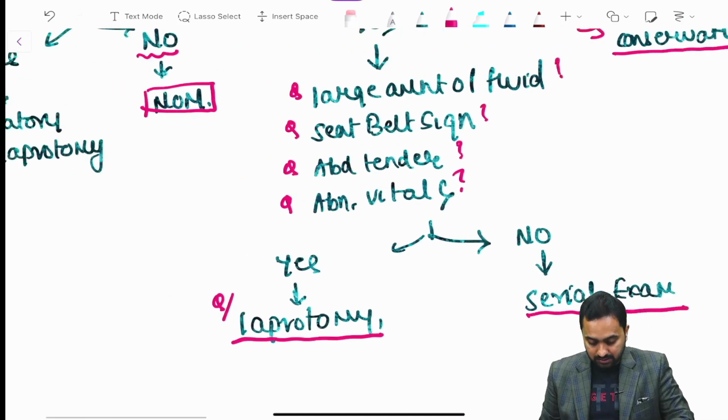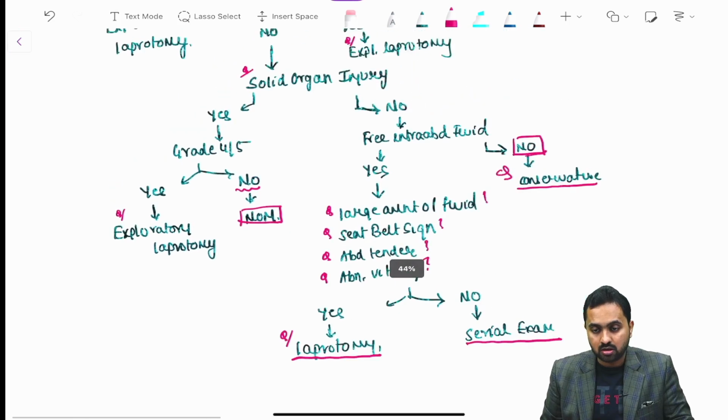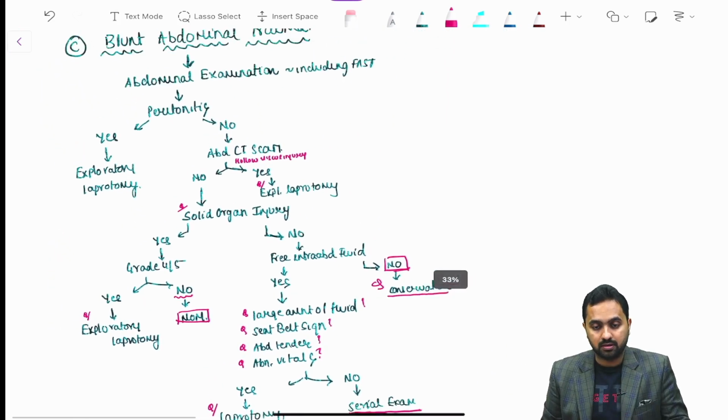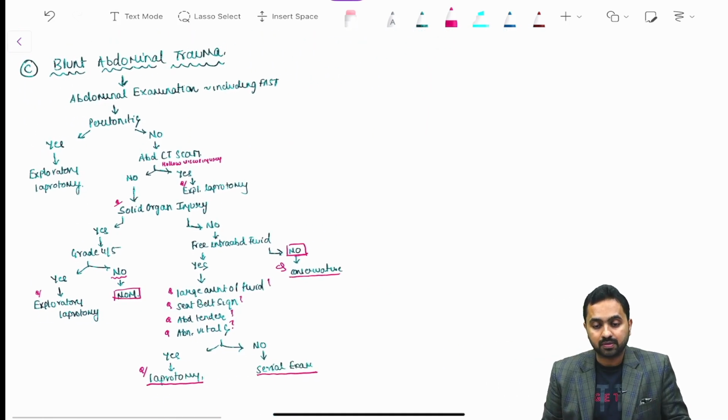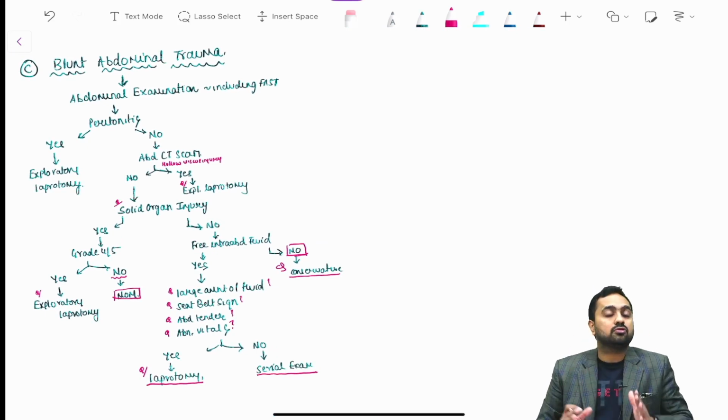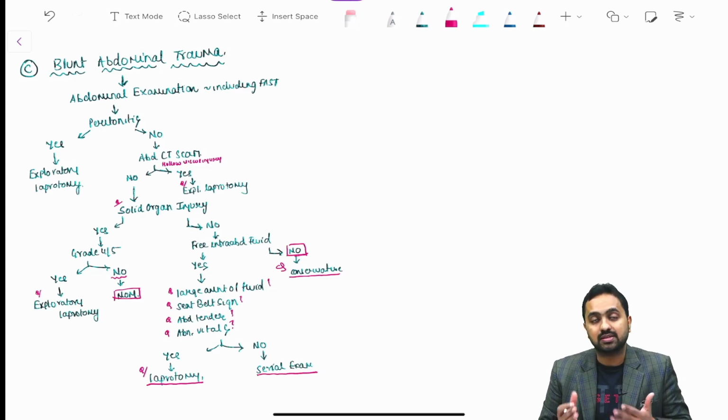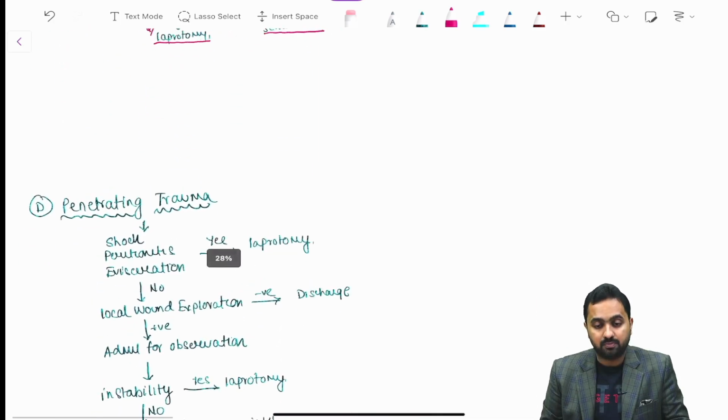Now, similarly, in case of a penetrating trauma, so this is your blunt trauma flow chart, right? So, if we just follow this flow chart and keep it in mind, we will be able to solve most of our trauma questions, and this would even help us in our real life scenarios. Now, coming down to the next part, which is your penetrating trauma.